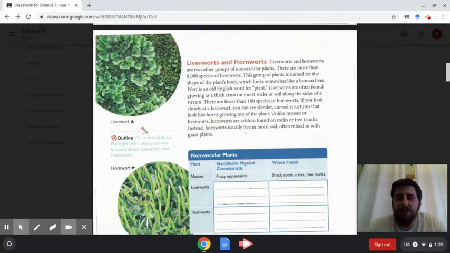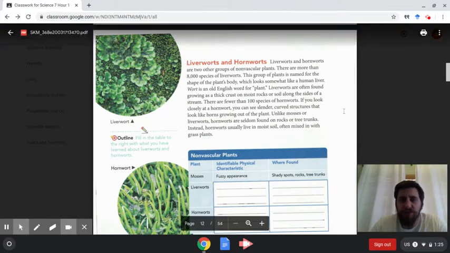Other types of non-vascular plants, liverworts and hornworts, are two other groups of non-vascular plants. There are more than 8,000 species of liverworts alone. This group of plants is named for the shape of the plant's body, which looks something like a human liver. Lovely. Great. Wort is an Old English word for plant. Liverworts are often found growing as a thick crust on moist rocks or soil along the sides of a stream.